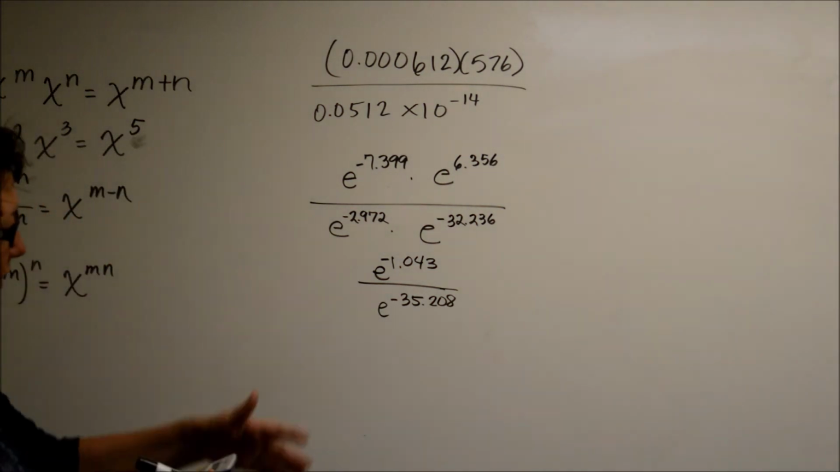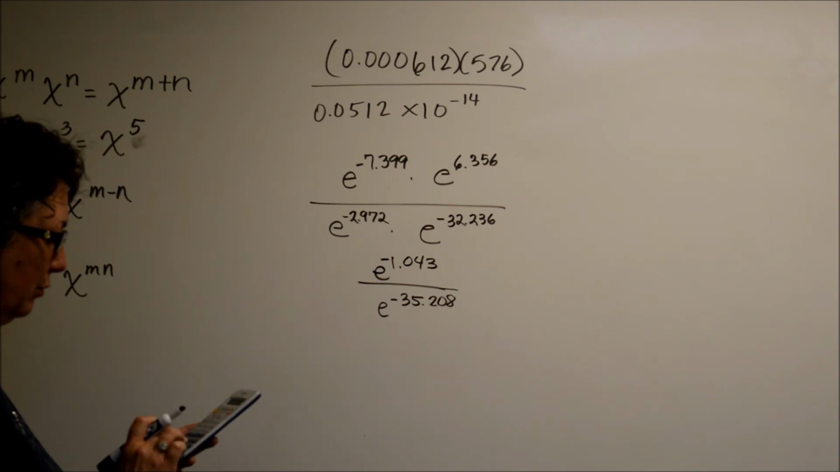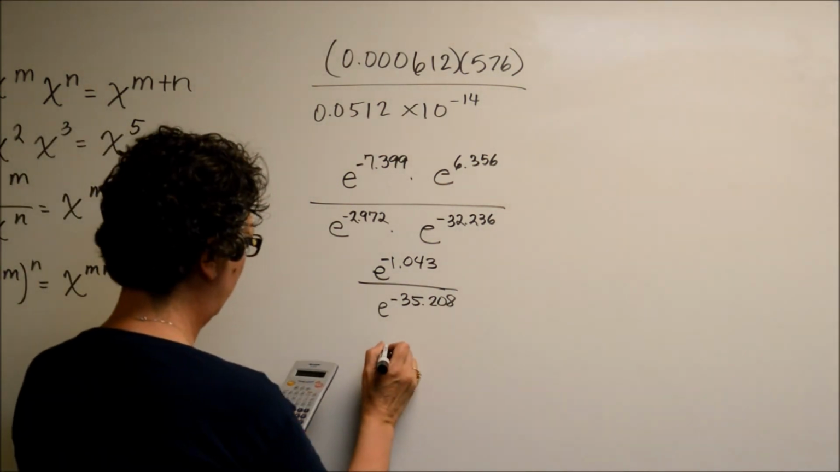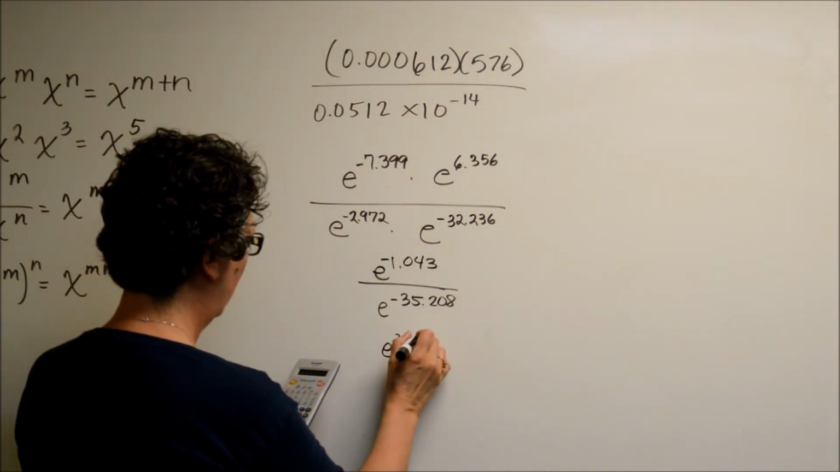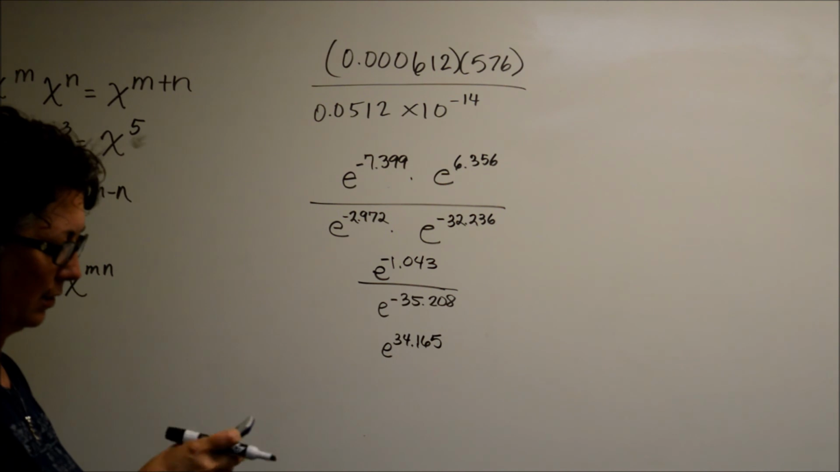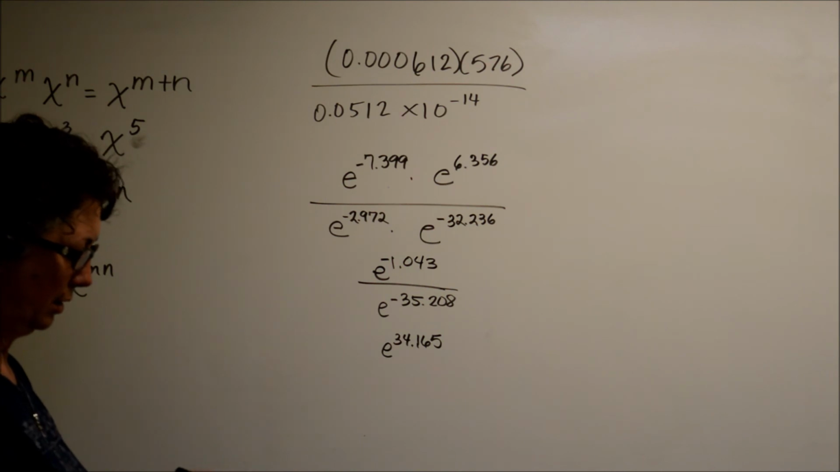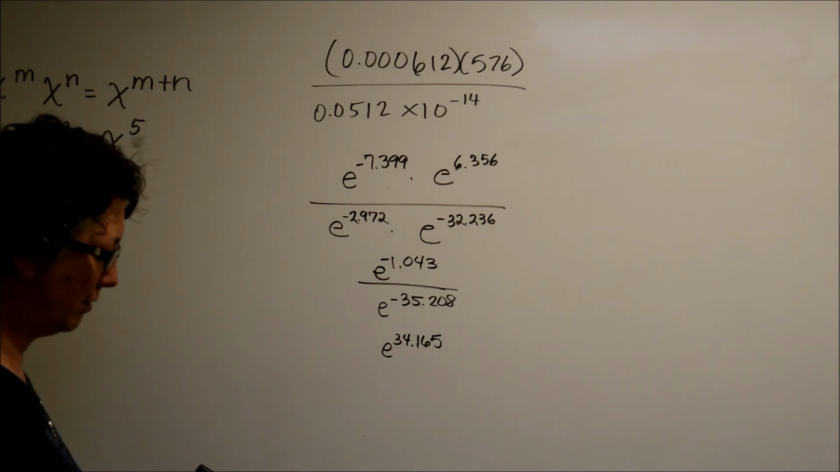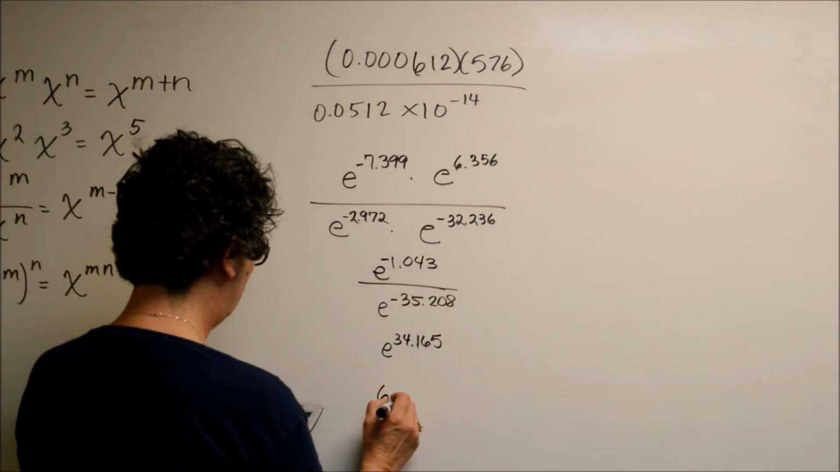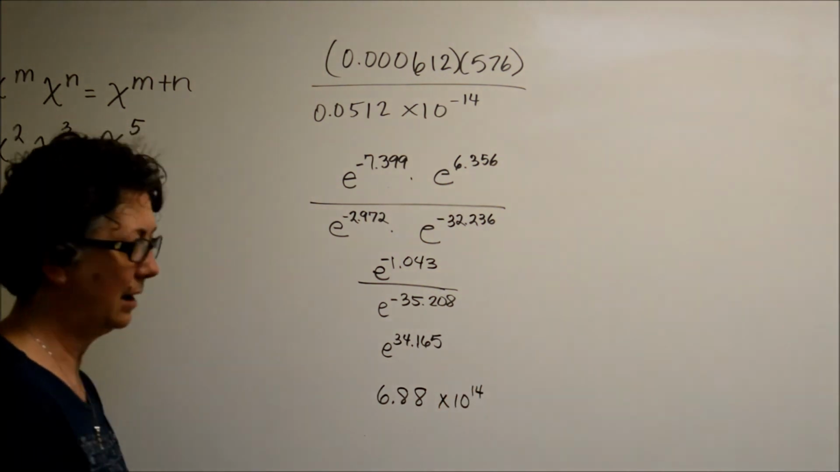My second rule, remember, says to subtract those. So I'm going to take 35.208 and subtract from it 1.043. So I'm going to end up with e to the 34.165 power. I should have left it, 0.165. Taking e to that power gives me 6.88 times 10 to the 14th power.